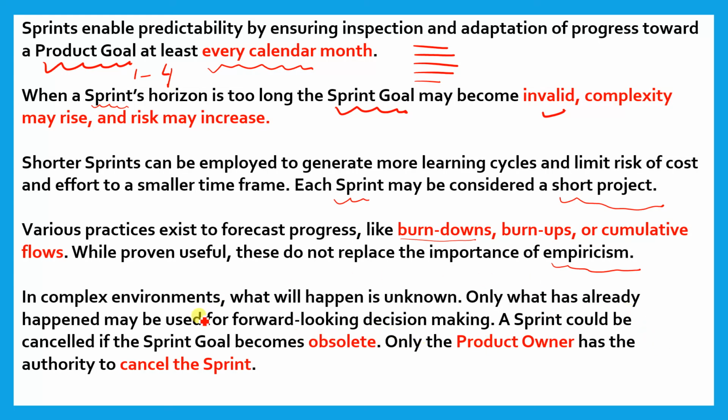A sprint could be cancelled if the sprint goal becomes obsolete. See, this question again might come in your exam. When the sprint is cancelled, you have to select, if the sprint goal becomes obsolete. Sometimes there are two options you have to select, sometimes one. If there is one, you have to put the check mark on obsolete. And if there are two, the second will be time box. If the time box of the event expires, the sprint becomes cancelled.